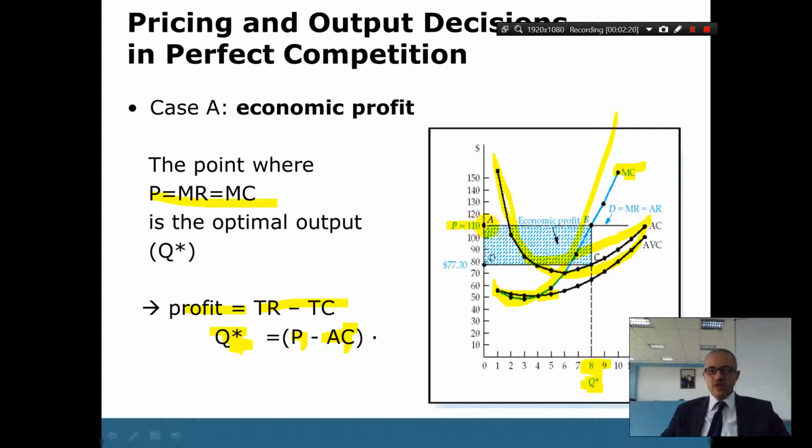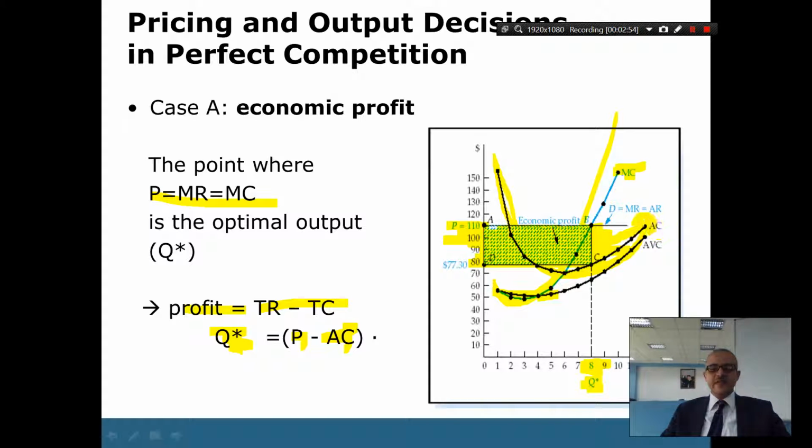And here, if you are going to produce 8 units, we start to look at this graph at a price of 110. If you're going to produce 8, how much is your total revenue? Your total will be 110 multiplied by 8. That is going to give you this entire area. If you want to know your cost, you will take your average cost and multiply it by the quantity. So 77 multiplied by 8. So this is your cost. And this area here is how much profit.